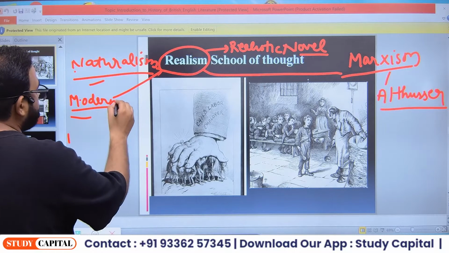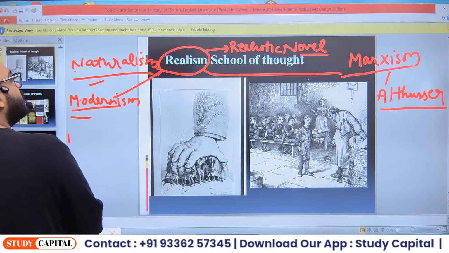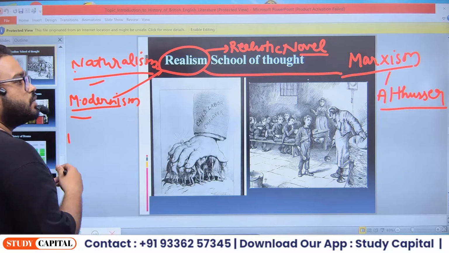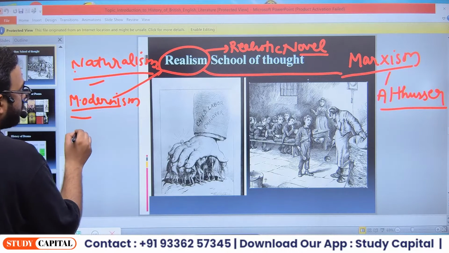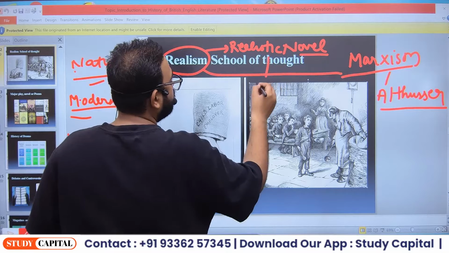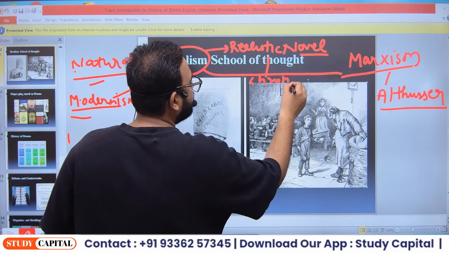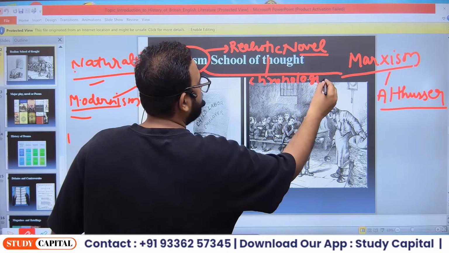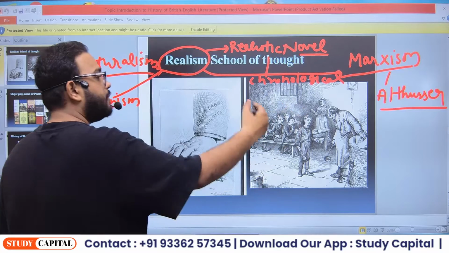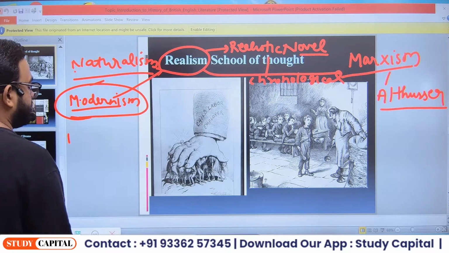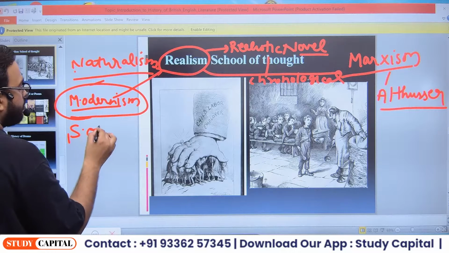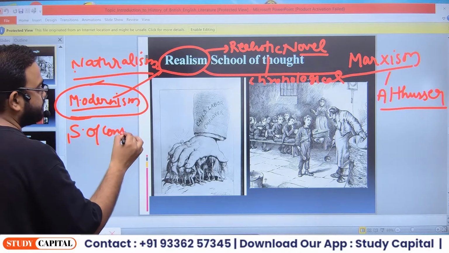There is modernism as well, as I mentioned, and modernism will say that this realistic school deliberately talks about chronology, right? Every realistic novel will have a chronological order, a chronological sequence. A happened, then B happened, then C happened. In modernism it will not be like this. Modernism will revolt against it. That is why we have stream of consciousness in modernism, right?